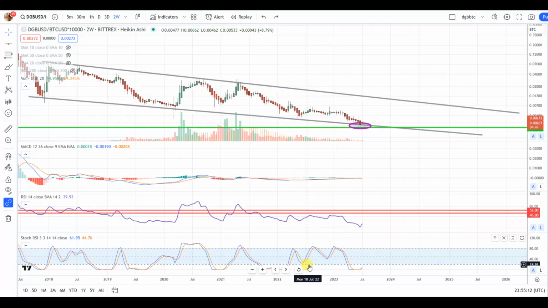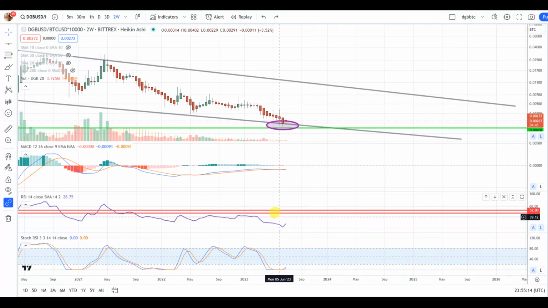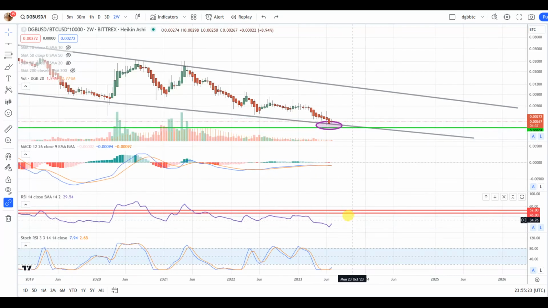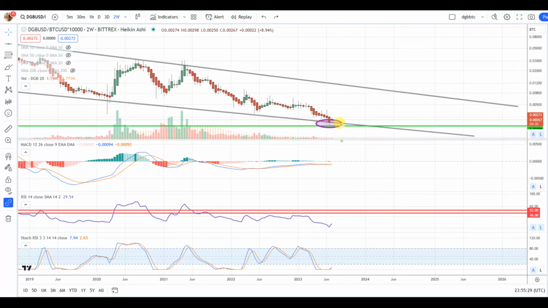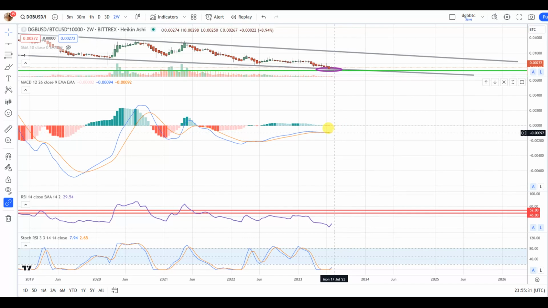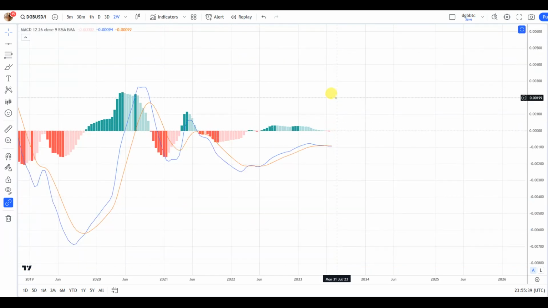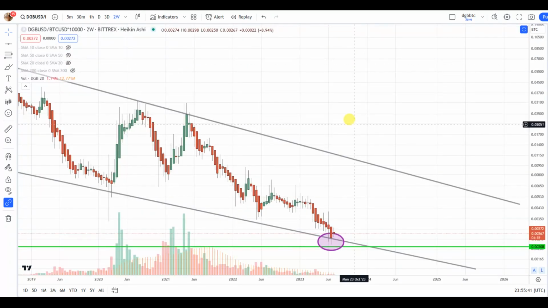Couple other things I wanted to point out here on the RSI 2-week. We're all the way down here at 29.5. And so we really need to see a strong reaction in price to get up and above the 46 to 52 area. Another thing I wanted to point out, the MACD. We're getting closer and closer to getting above this zero trigger line. We want to get above the zero trigger line. We're getting closer and closer to that value.